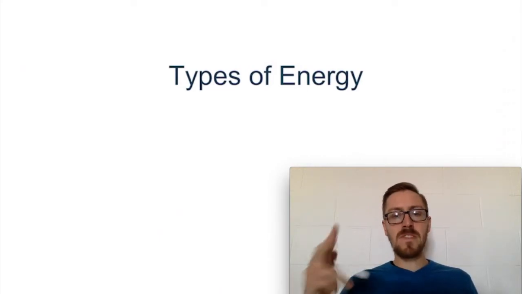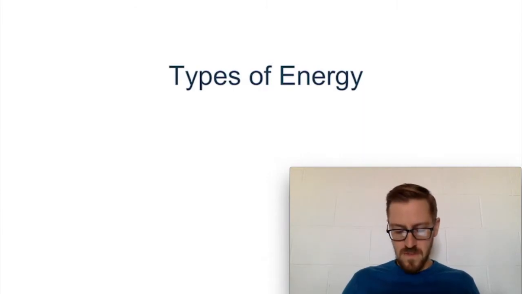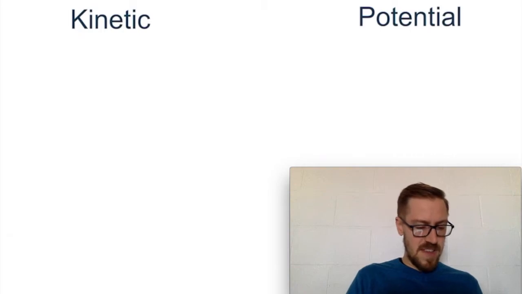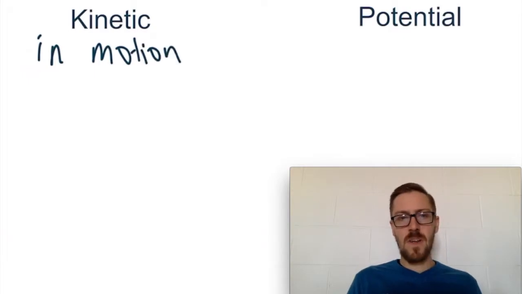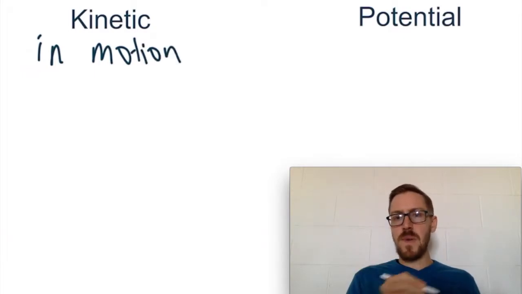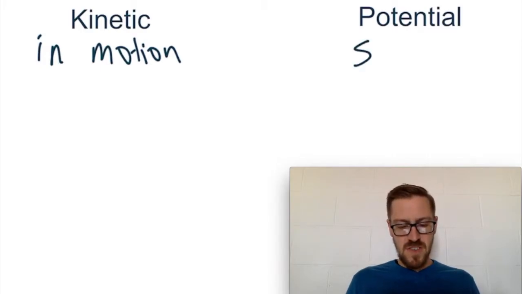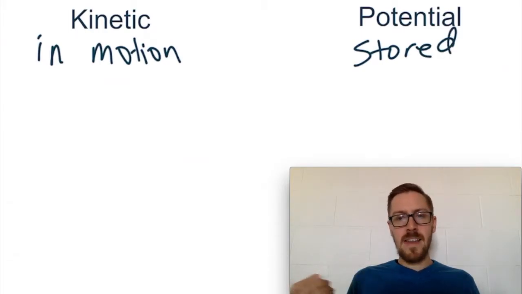And so there's probably two main types of energy that you are already familiar with: kinetic energy and potential energy. These are just the big buckets. Basically, kinetic energy is energy in motion or in action or some kind of doing something. And then potential energy is energy that's stored in one way or in one item or another.